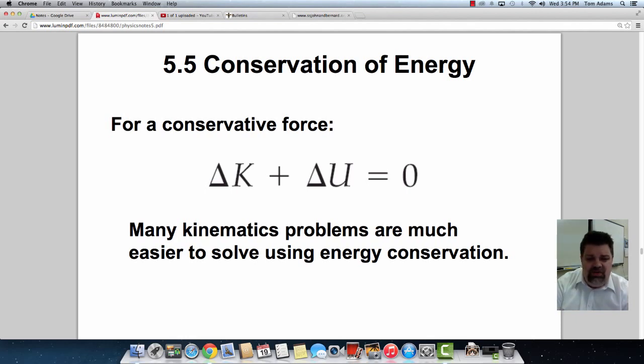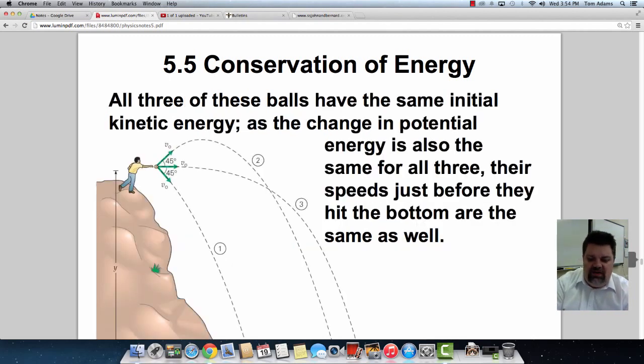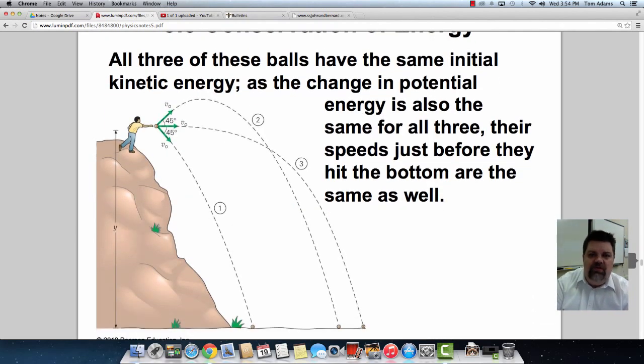So if we look at this example here, we say that all three balls have a similar kinetic energy because they have an initial velocity. As the kinetic energy changes to potential energy, because the energy is conserved, it doesn't matter how the ball is elevated and at what angle, their speeds just before they hit bottom are all going to be the same. They'll land in different locations, but the energy is conserved.